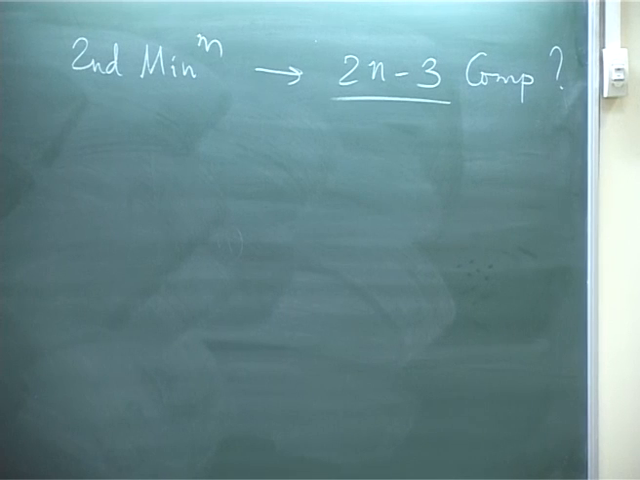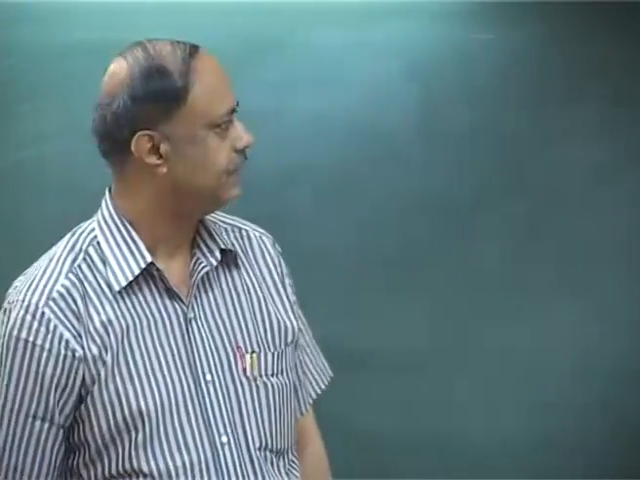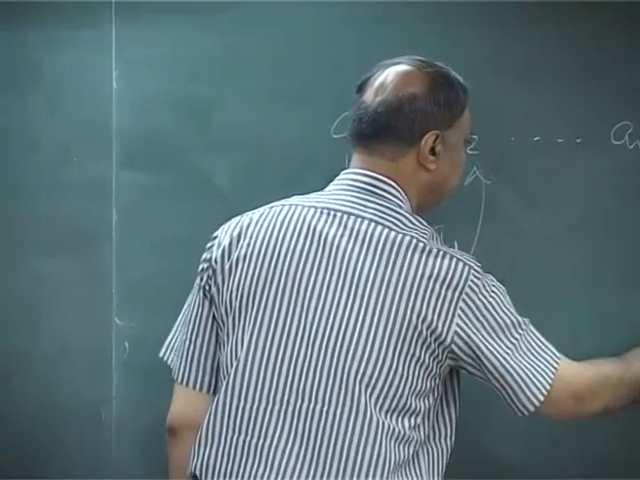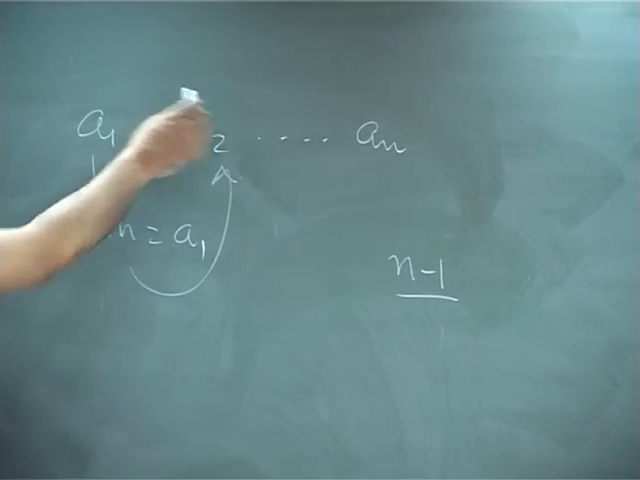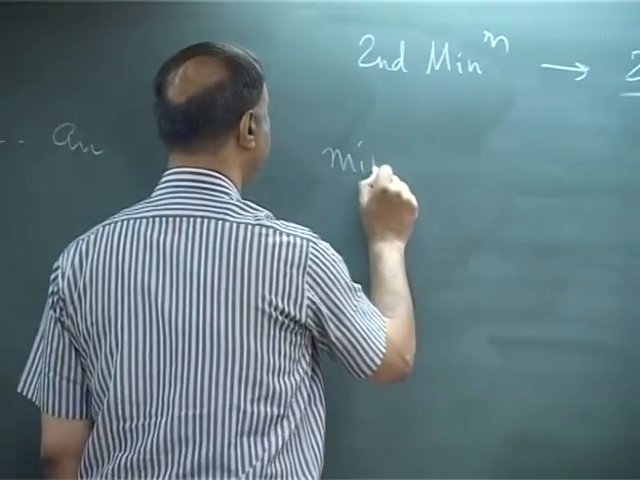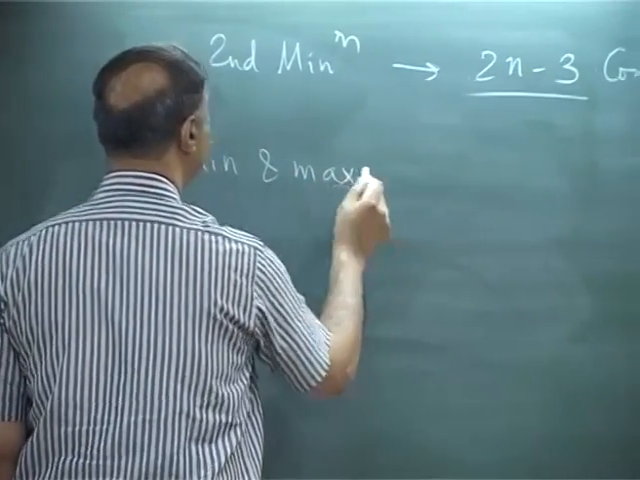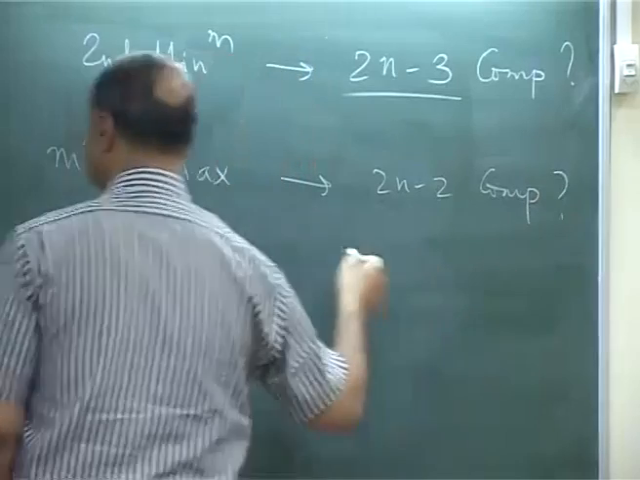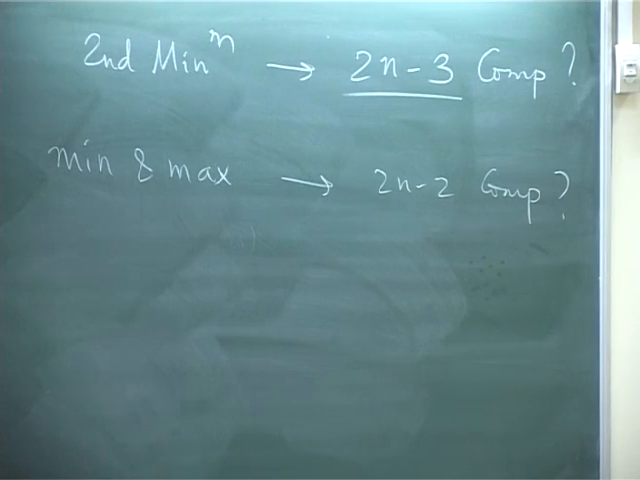Now let us consider another problem. Suppose I am interested in finding the minimum and maximum of n elements. Now, one way possibly is that you find the minimum, which takes n minus 1 comparisons, and again you find the maximum, you get again n minus 1. So, to find the minimum and maximum of n elements, you need 2n minus 2 comparisons. Right? But is it the best way of doing it? Answer is no.